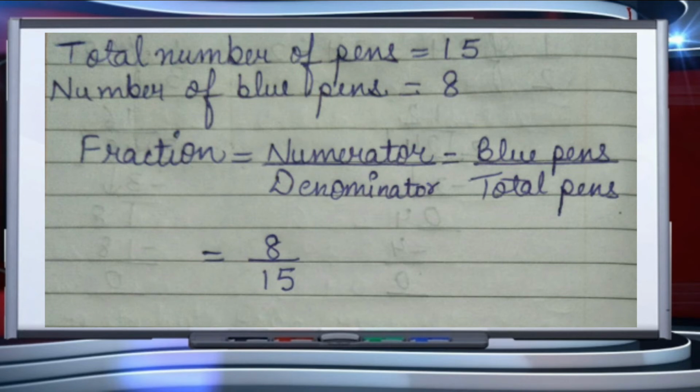How we will write the fraction now? Fraction, as we know, is equal to numerator divided by denominator. Now how can we choose which one is the numerator and which one is the denominator? That means what they ask from us, that we have to tell the fraction of pens which are blue. Means we have to tell the fraction of blue pens, that is equal to blue pens divided by total number of pens. So the fraction will become 8 by 15.